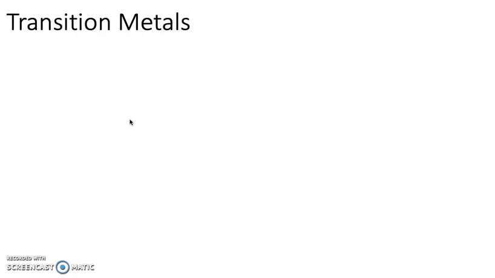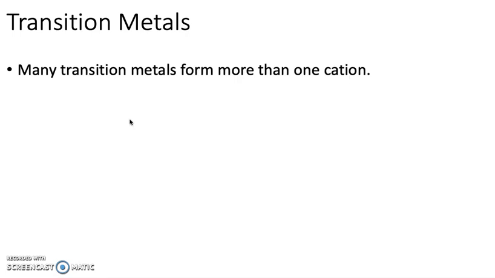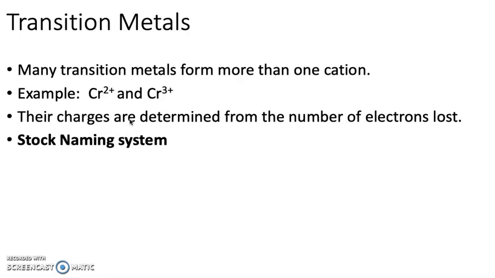Now, transition metals. Okay, they're the D block elements. They're a little different. Now let's take a look. Many transition metals form more than one cation. So for example, chromium can lose 2 electrons, and it can also lose 3 electrons. There's different isotopes of chromium, but we're not going to really deal with that too much right now.